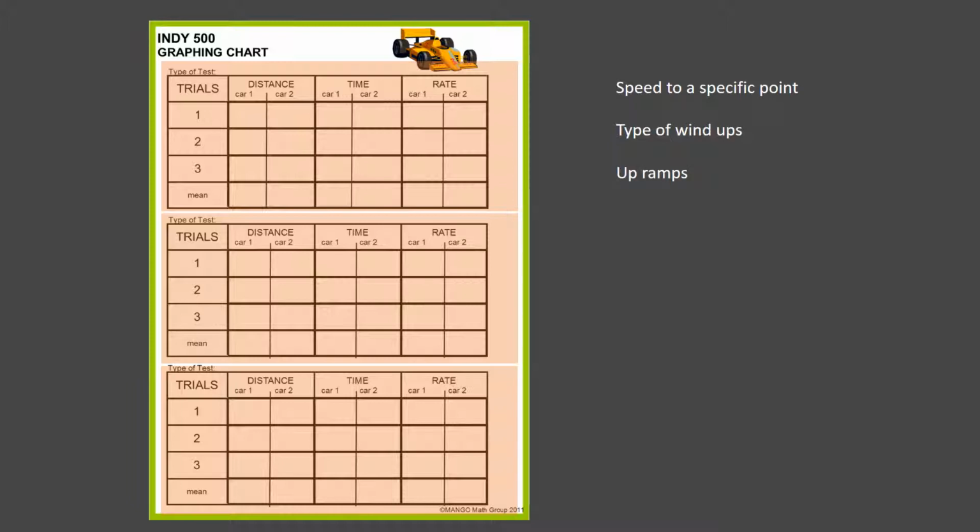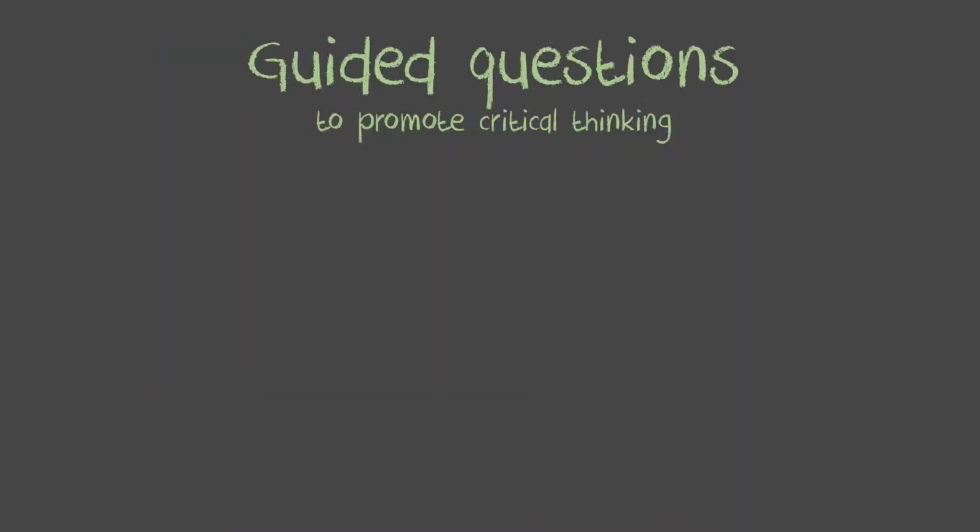You can put in ramps to see if going uphill is going to make a difference. We can also do a down ramp. We could also do the speed to a specific point, which I missed on the first one. You can say, I'm going to measure from this spot to this spot only. If a car goes past that, that's fine. That's when we talked about consistent speed. At what point can we get a good idea of a consistent speed of that wind-up toy? So there are different things that you can test with those cars.